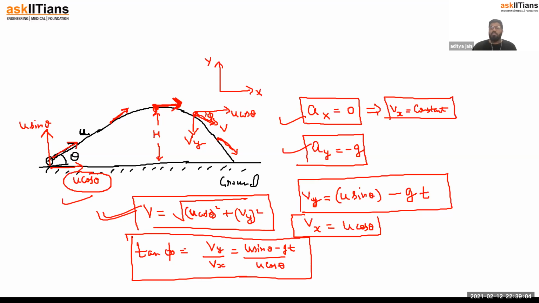And velocity will always be tangential to the curved path. So I think the basic things are clear, that what is actually happening during a projectile motion. Now we will see again a different case of projectile which is possible like this.